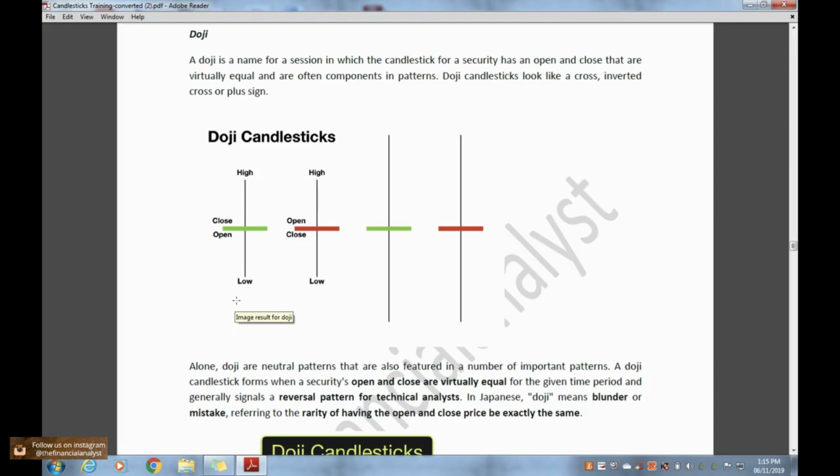This is founded on the premise of indecision. So on the day of Doji, there will be very high indecision in the market, therefore giving rise to reversals in prices in the following time frames or days. In Japanese, Doji means blunder or a mistake, basically telling us about the rarity of having the open and close price almost the same, because generally we see a very big, substantial real body, but in the case of a doji, the substantial part of the real body is missing.